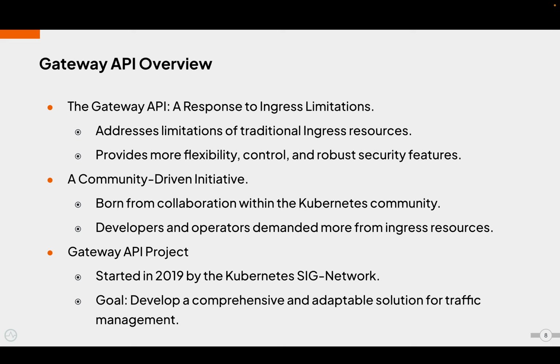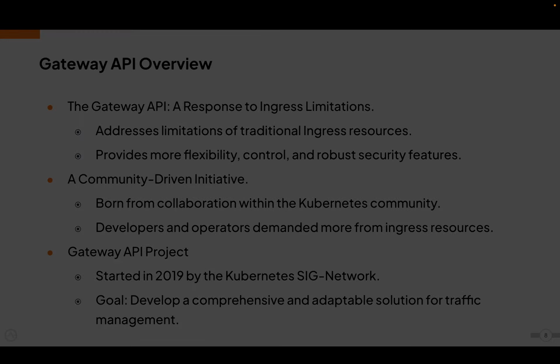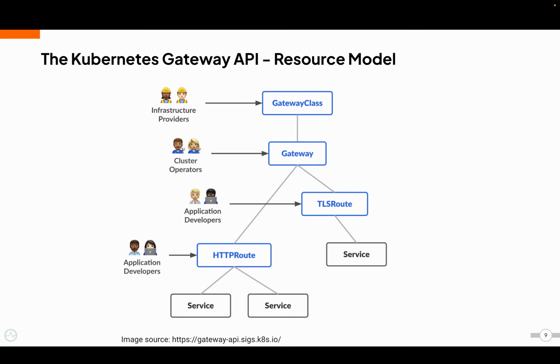And it's a completely community-driven initiative. There are multiple groups and users involved with this effort, and they collaboratively work to implement the Gateway API specification. The specification has multiple concepts. You see here the resource model for the Gateway API specification. On top you see the gateway class, then the gateway, then you see different routes.